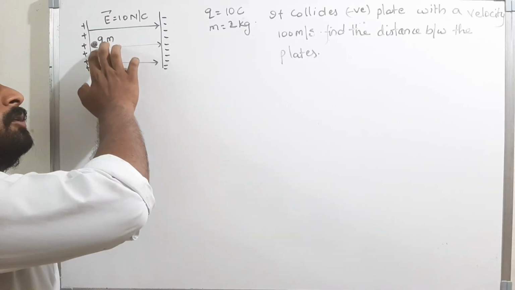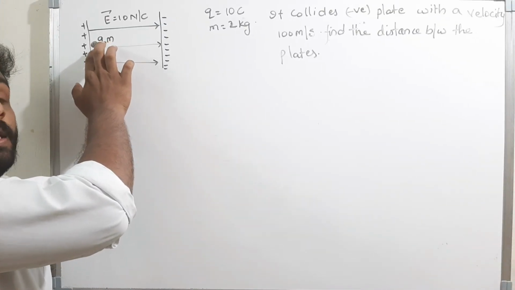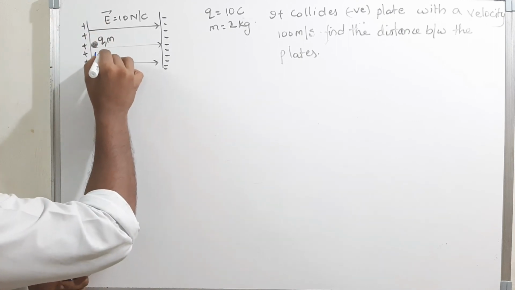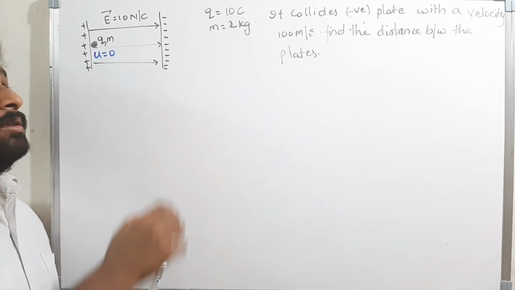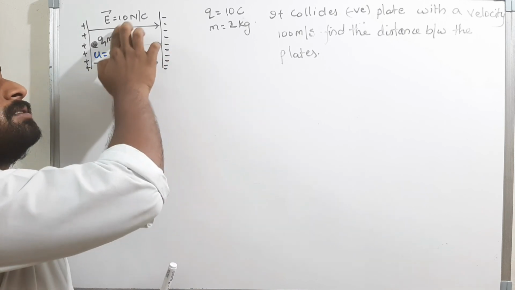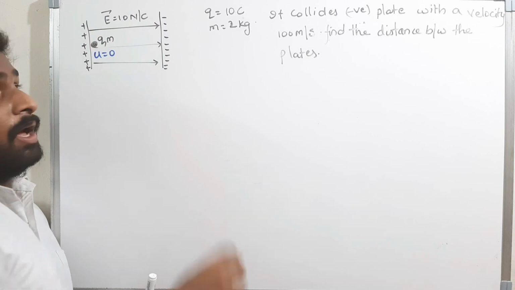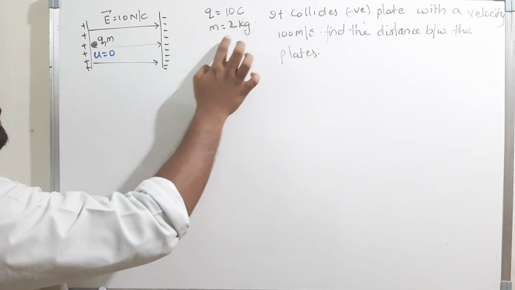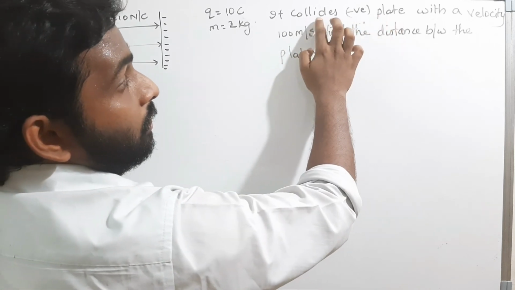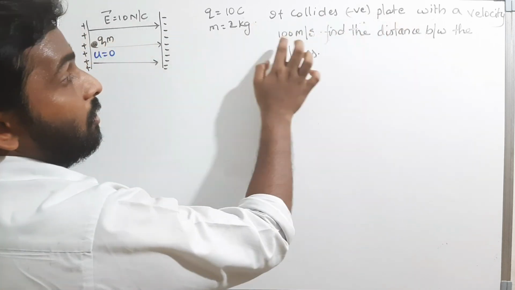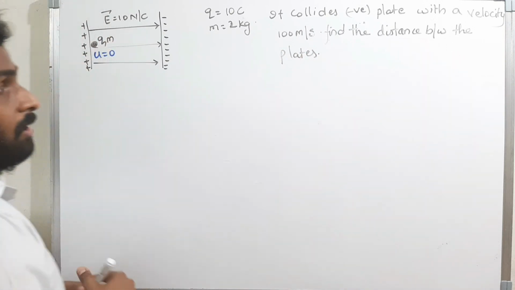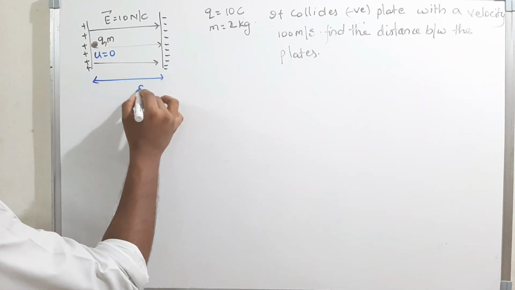See this question. They told that the charge q is left nearer to the positive plate and they left it freely. The initial velocity of the body is 0. Now, the electric field between the two plates is 10 newtons per coulomb, the charge is 10 coulombs and the mass is 2 kg. They told that it collides with the negative plate with a velocity of 100 meters per second. Now, they told us to find the distance between the plates. That means we have to find, assume, d.